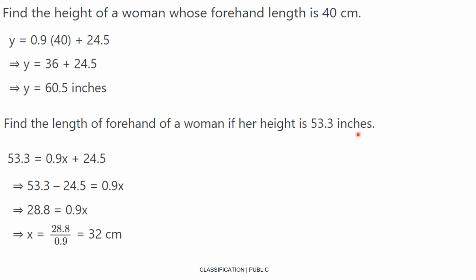Next, find the length of the forearm of the woman if the height is 53.3 inches. That is y, y is given. y equals ax plus b, a is 0.9, x we want to find, plus 24.5. So this will come to the right hand side. It will come minus. So 53.3 minus 24.5, we will get 28.8 equals 0.9x. Therefore x equals 28.8 by 0.9. So make it into whole number, multiply by 10 by 10, 288 by 9. So you cancel it, you get 32 centimeter.